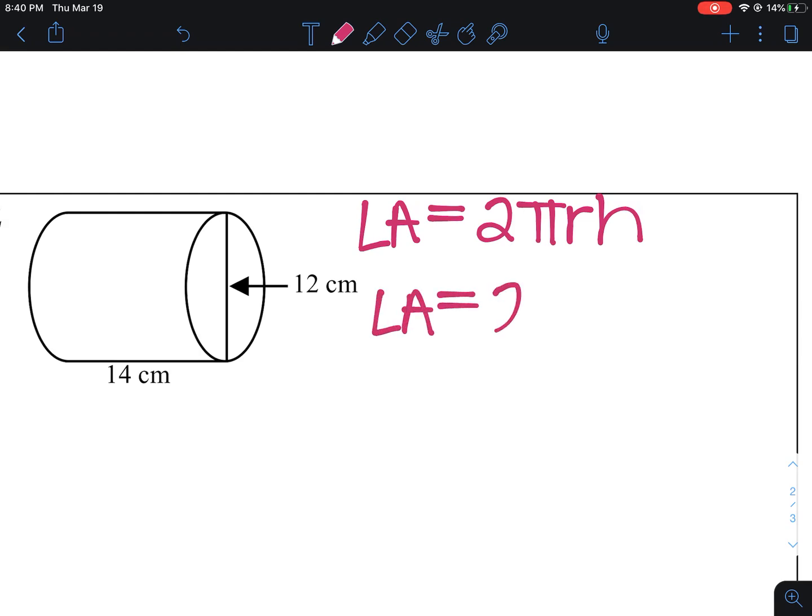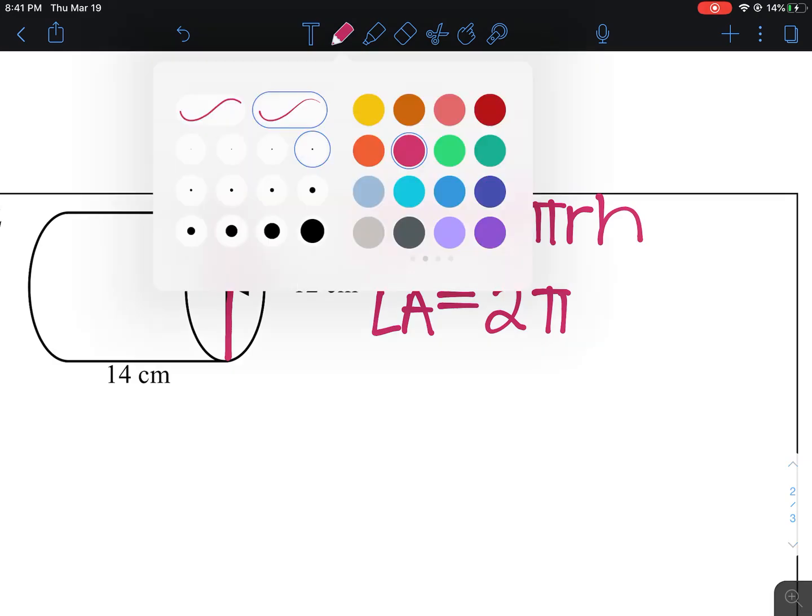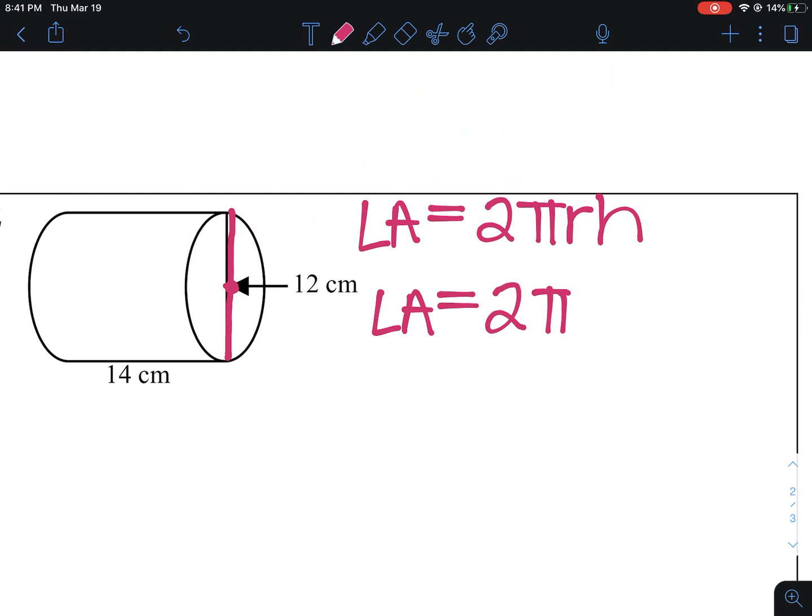So 2 pi, now be very careful here. Do you see this line that's going all the way across the circle? That's a diameter. That's not a radius, that's a diameter. So you have to be very careful that you're not just going to automatically put that 12 into the formula here, right? The 12 is the diameter. So that means that halfway across, from the center, the radius would be 6, right? So our radius is 6, and then our height of our cylinder, right?